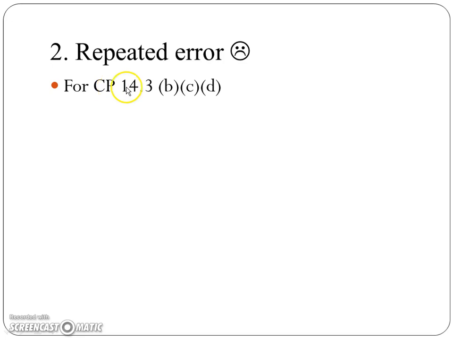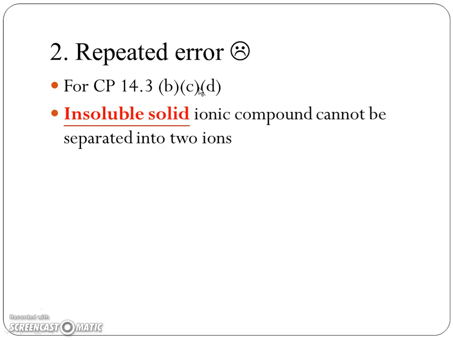For class practice 14.3 B, C, and D, there is a reactant which is an insoluble solid ionic compound, and I have repeatedly emphasized that an insoluble solid ionic compound cannot be separated into two ions. Even though on the left hand side you seem to have that ion, and on the right hand side you also have that ion, since they are in different states, you cannot cancel out each other.